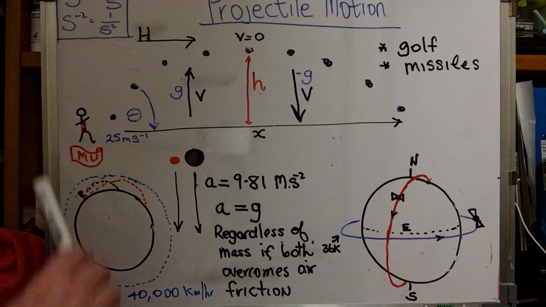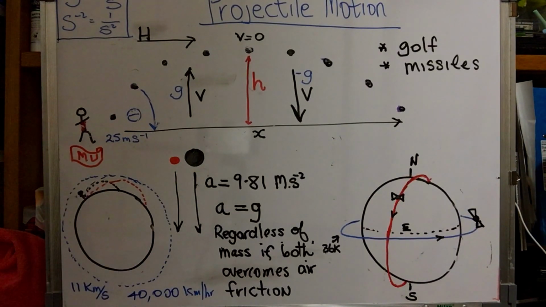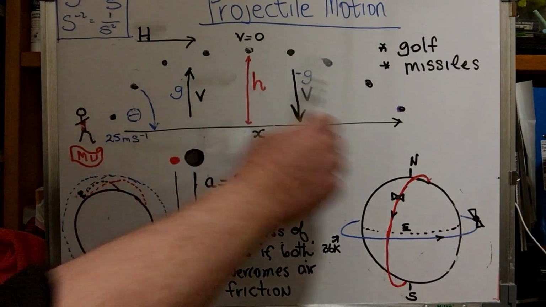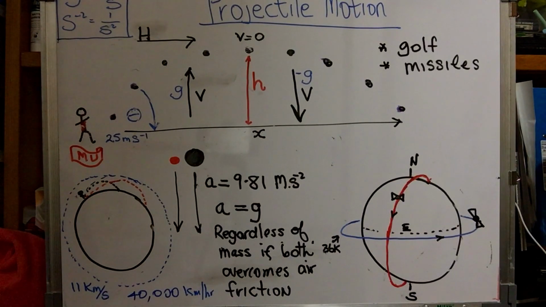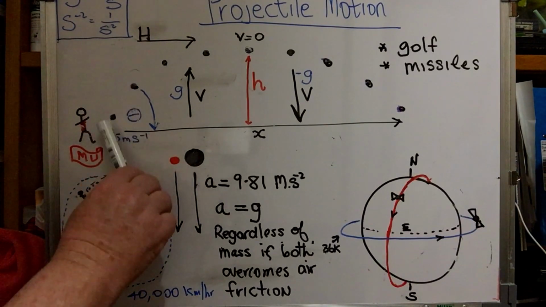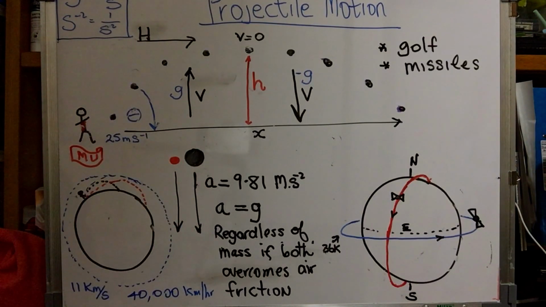So a good footballer will know pretty well how to kick a ball to get a distance that he or she is after, because they are experienced in knowing what angle to kick the ball off the ground and how much force to give it.